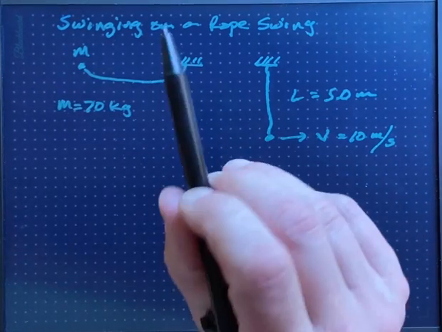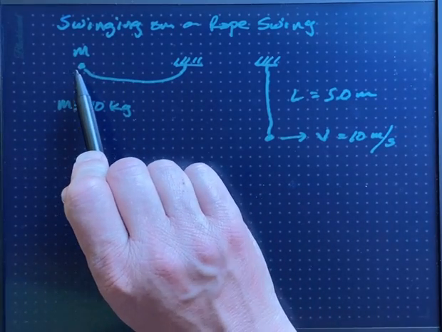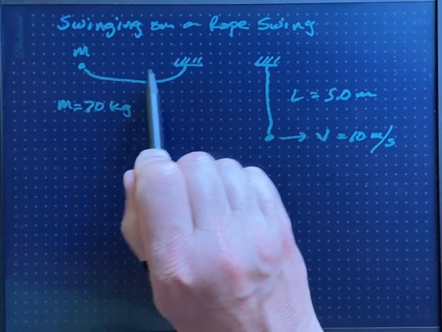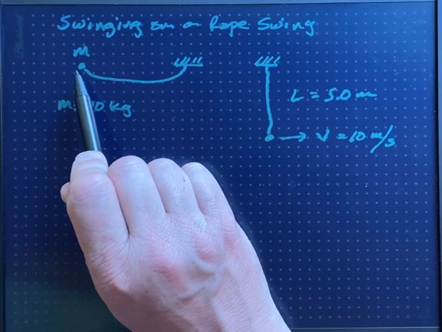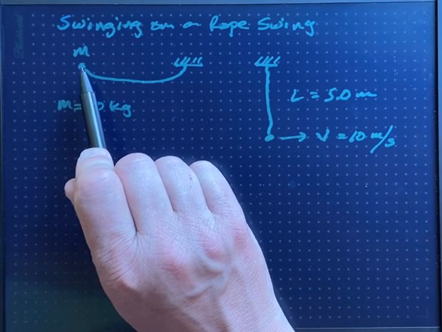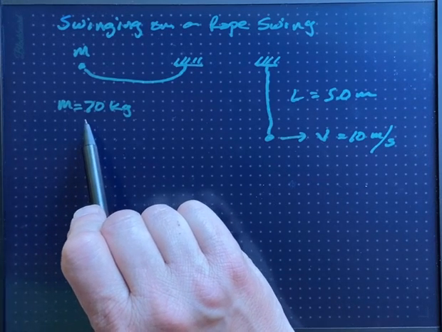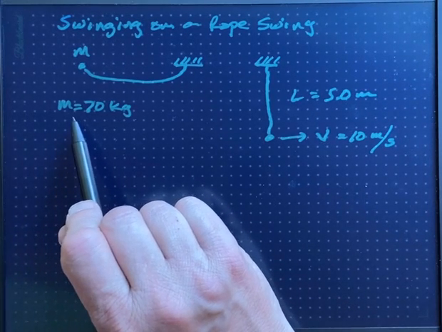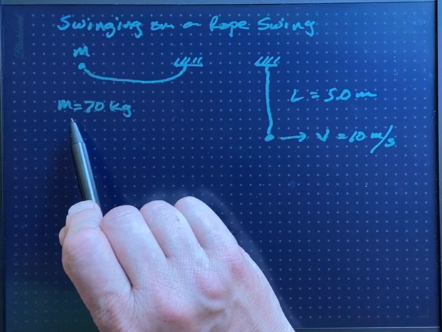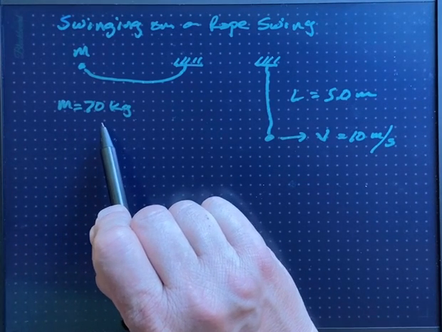So here's how the setup goes. Imagine that you're attached to the end of a long rope and you're pretty high up, maybe on a tree branch or at a cliff, and you're going to swing into the water. And to have something to work with, let's just assume that you, or whoever we're imagining swinging at the end of this rope, has a mass equal to 70 kilograms.